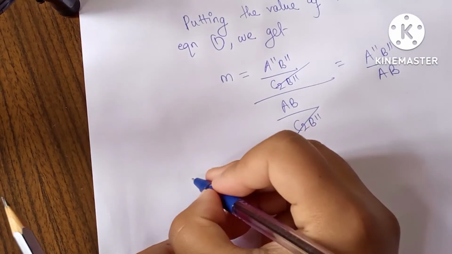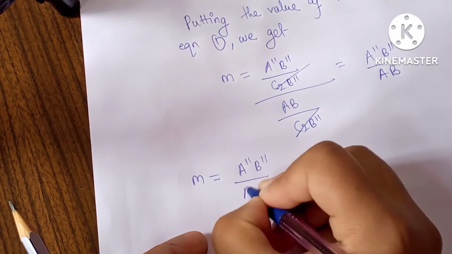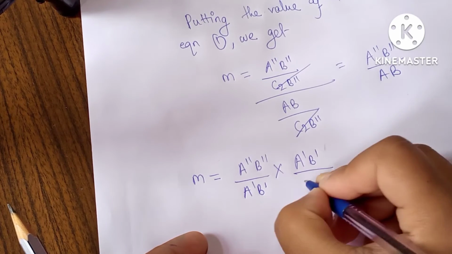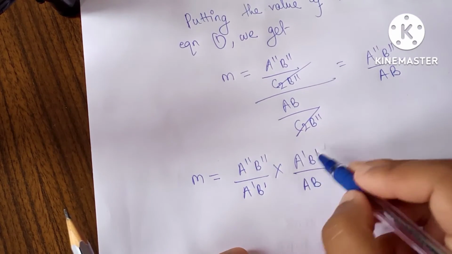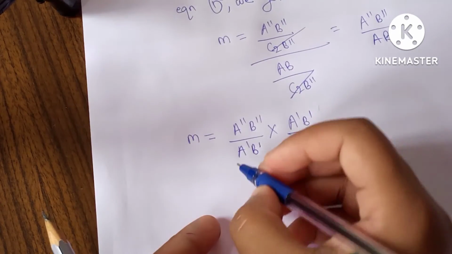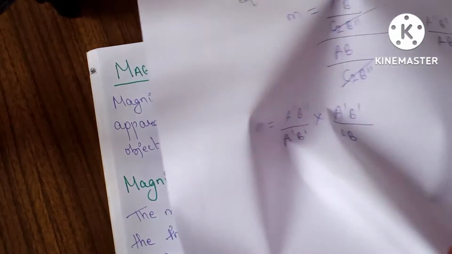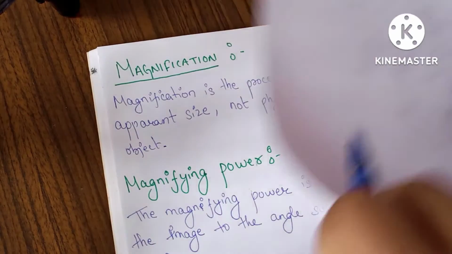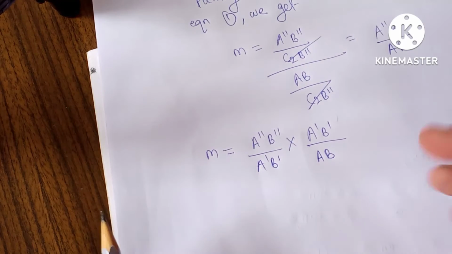Now we can write it as magnification equals A double dash B double dash divided by A dash B dash, into A dash B dash divided by AB. Since these two get cancelled, we only get this expression. So A double dash B double dash divided by A dash B dash is the magnification for the eyepiece. Height of image to the height of object is magnification. So this is the magnification for the eyepiece, and this is the magnification for the objective lens.